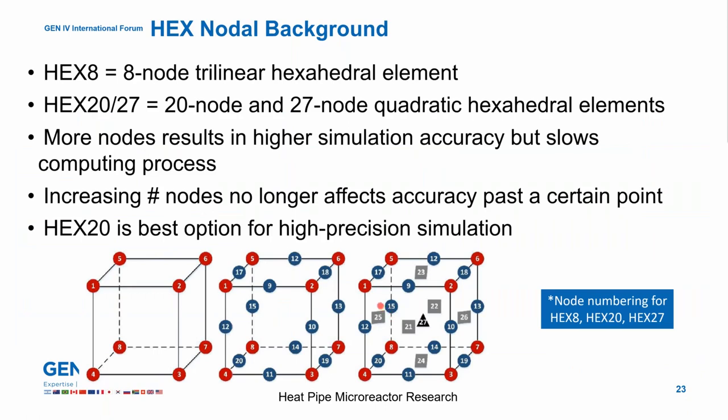And some background information on what the mesh type is. HEX8 means 8 nodes. So when we want to describe a volume, we use eight nodes to describe it. And HEX20 and 27 mean 20 nodes and 27 nodes. So in theory, when we are using a higher number of nodes, the prediction is more accurate. However, since we are using more resources to model it, the calculation speed will be delayed. So we have to balance the demand on the prediction accuracy and calculation speed.